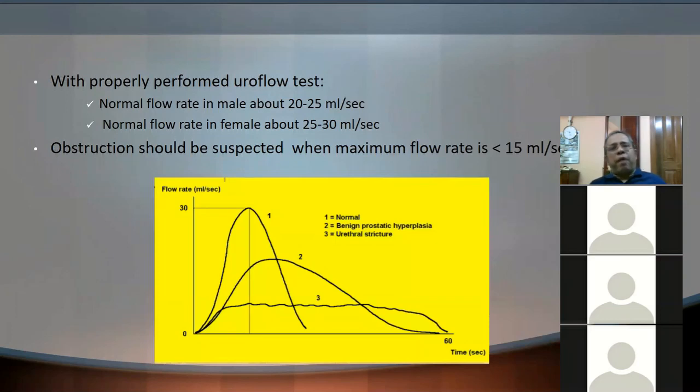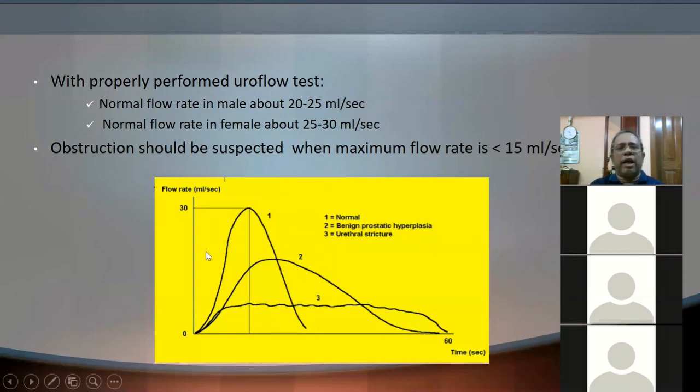With a properly performed uroflow test, the normal flow rate in a male is about 20 to 25 ml per second. The normal flow rate in a female is 25 to 30 ml per second. Remember, in a female the urethra is more spacious, so there is more flow of urine. Obstruction should be suspected when the maximum flow rate is less than 15 ml per second.